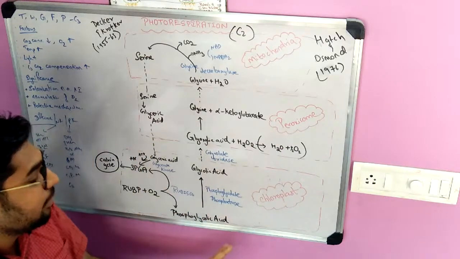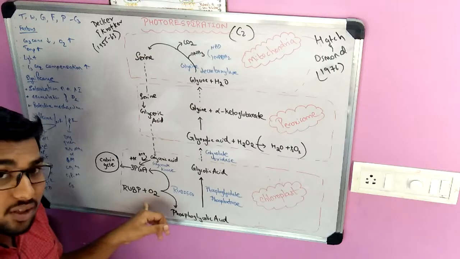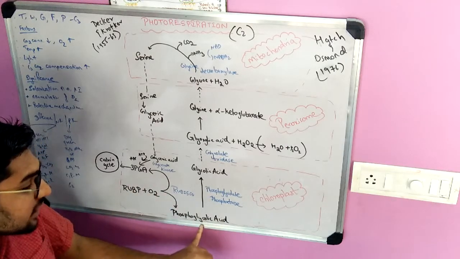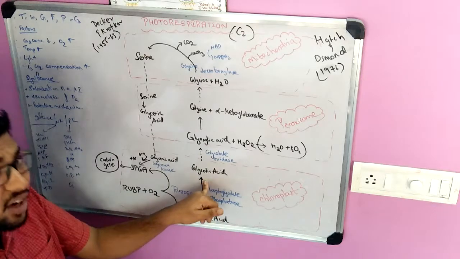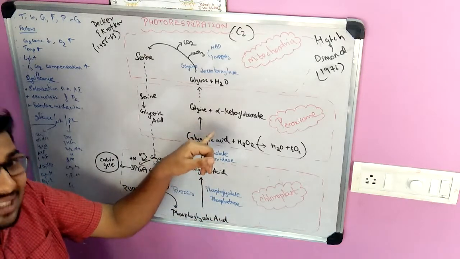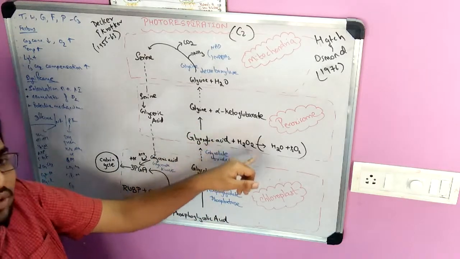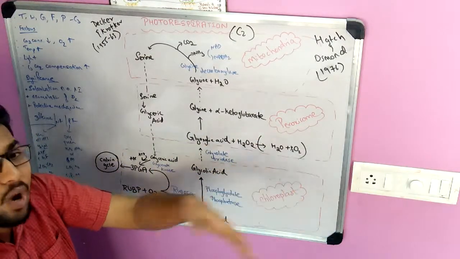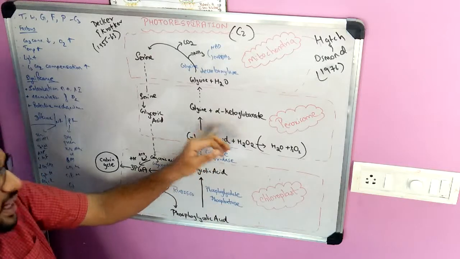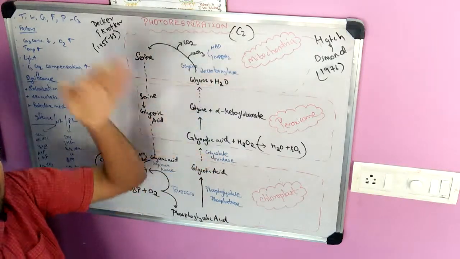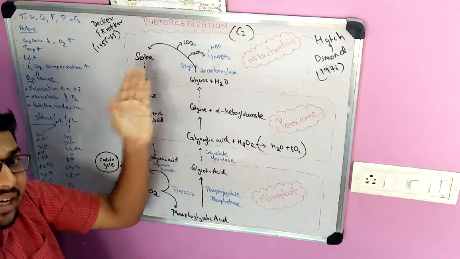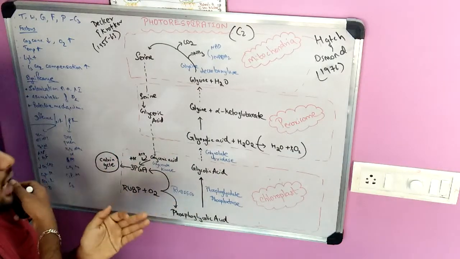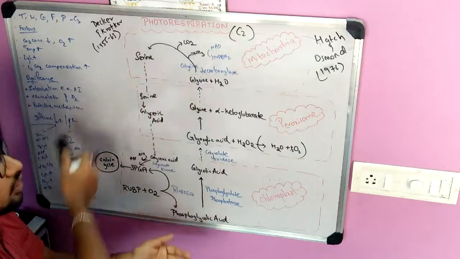So this is very simple, where the oxygenation of RuBP takes place, giving us phosphoglycolic acid that becomes glycolic acid. Glycolic acid becomes glyoxylic acid. Glyoxylic acid produces H2O2. H2O2 is highly toxic, so it is readily broken down into water and oxygen. Glyoxylic acid is converted to glycine, glycine into serine, serine into glyceric acid, and into phosphoglyceric acid that enters the Calvin cycle. So this completes your photorespiration.